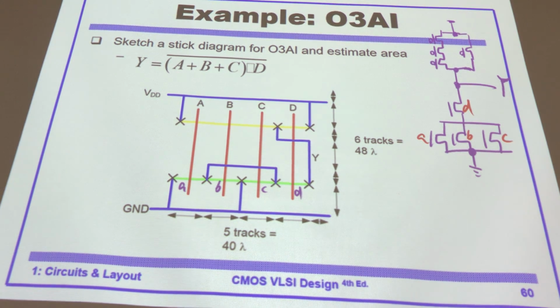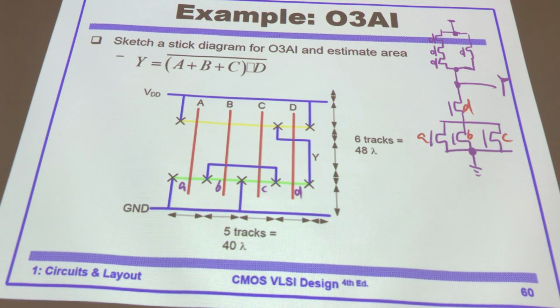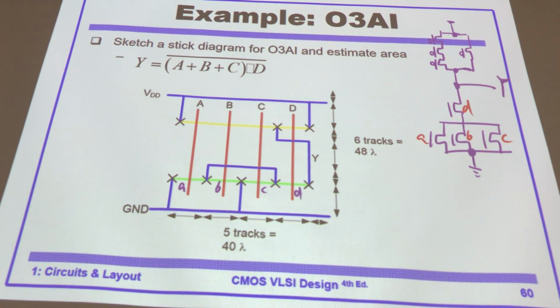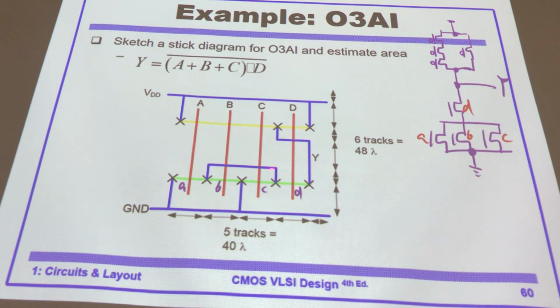You can also estimate the chip area. How many tracks here? For height: 1, 2, 3, 4, 5, 6 tracks.